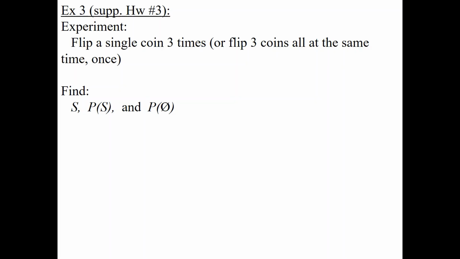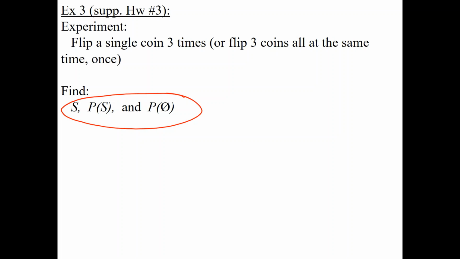All right, so in this example, it says we're going to flip a single coin 3 times, or flip 3 coins all at the same time. And it's going to ask us to find a bunch of stuff. The first things we're going to find are the sample space, S, the probability of S, and the probability of the empty set.